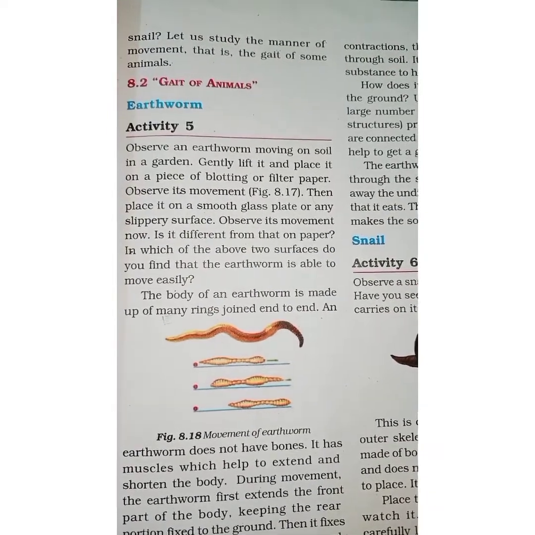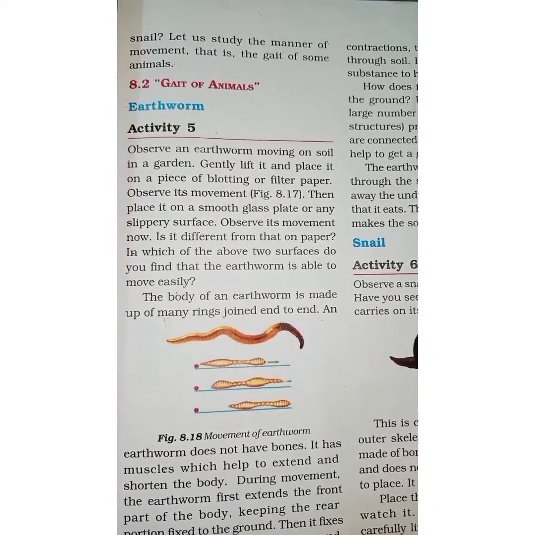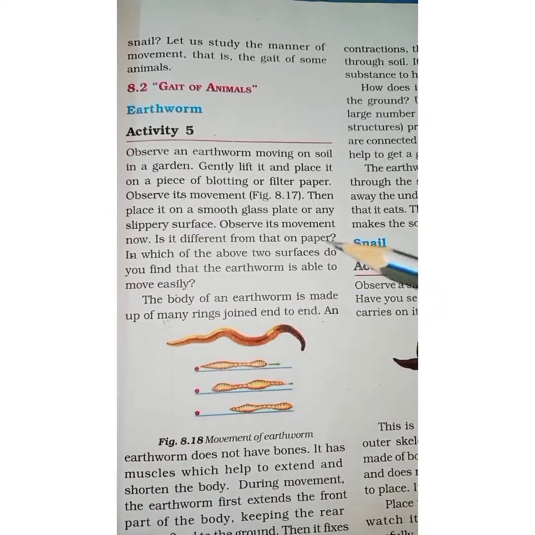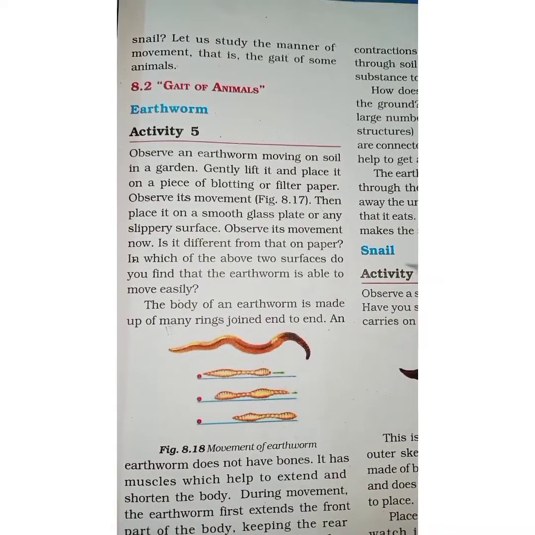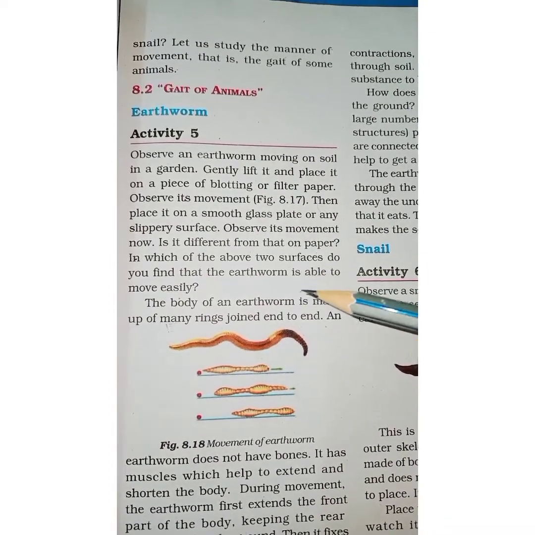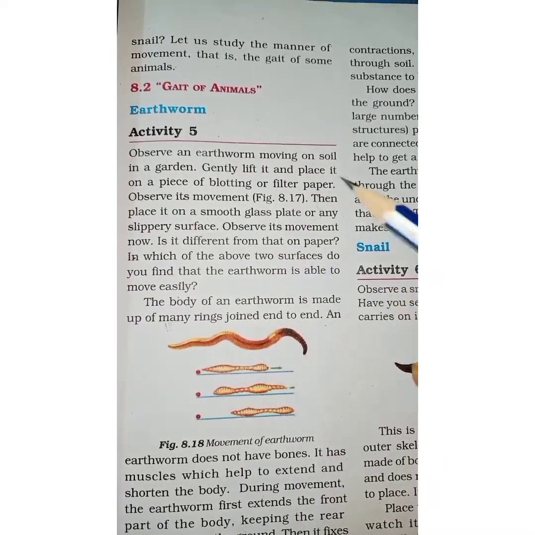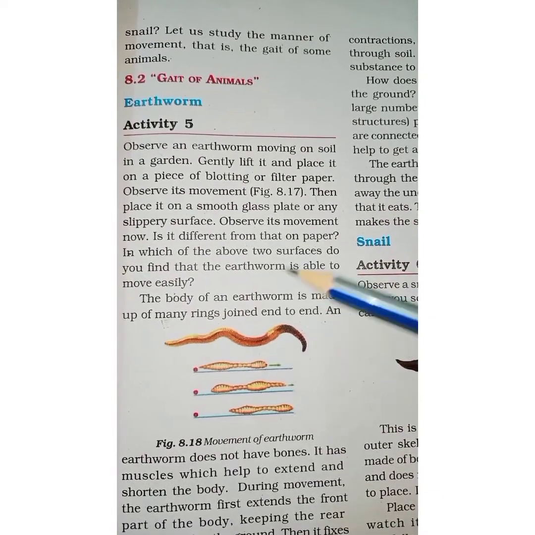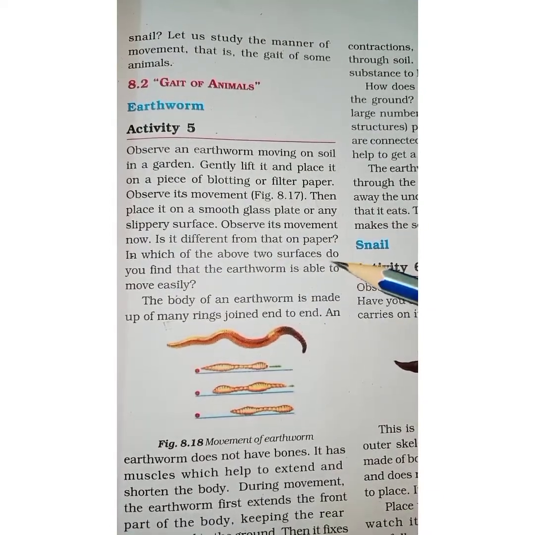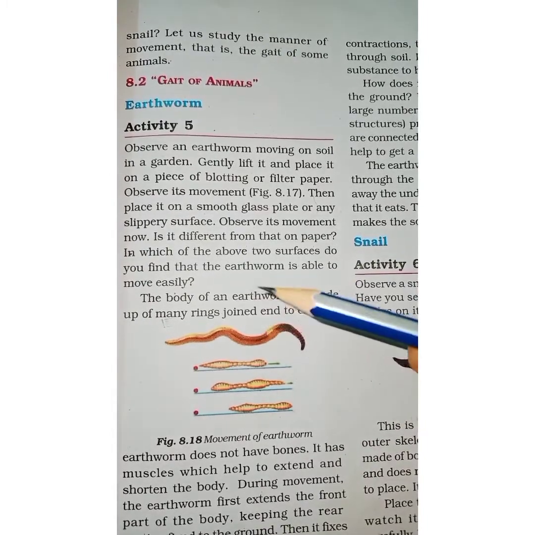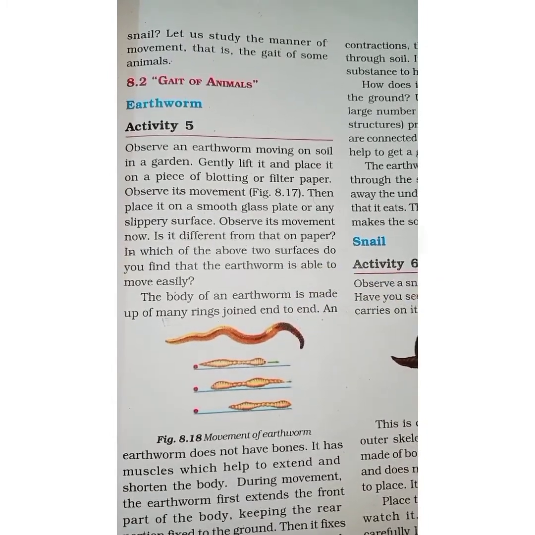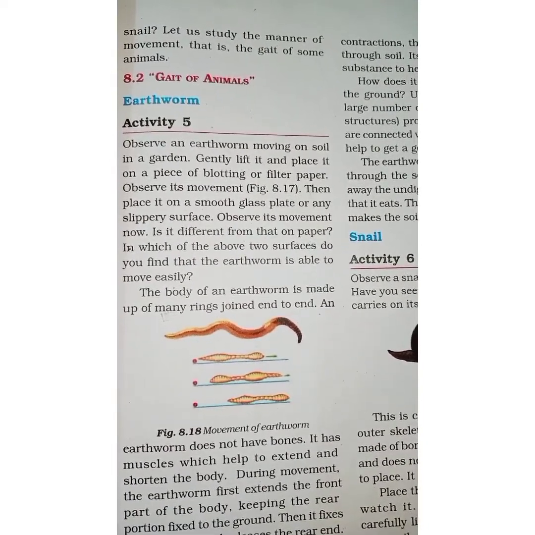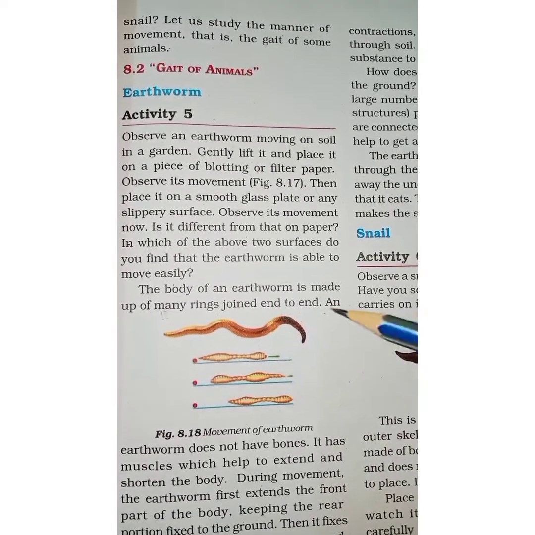So here we are going to take two earthworms. One we are going to place on a filter paper, and the other one we are going to put on a glass plate, or a slippery surface. Then we are going to observe the movement of the earthworm, whether it is the same on the paper and also on the glass or any slippery surface. In which of the above two surfaces do you find that the earthworm is able to move easily? So we need to observe on which surface the earthworm is moving freely or easily.